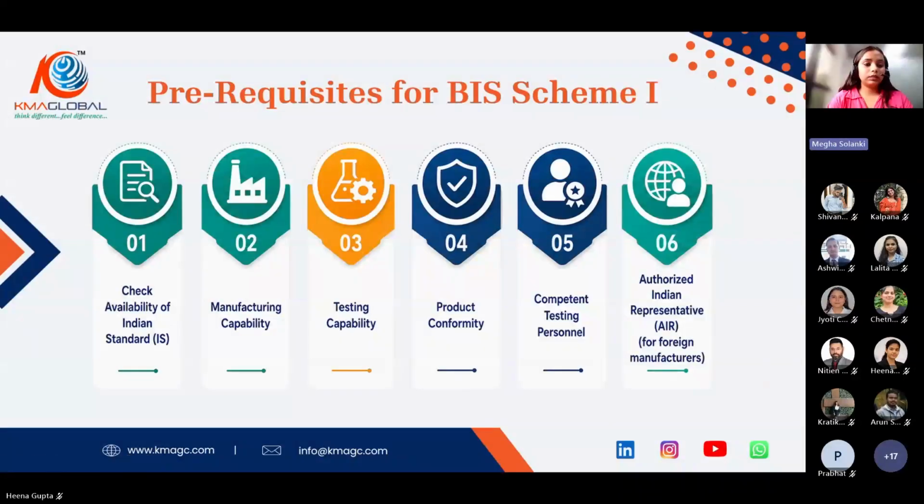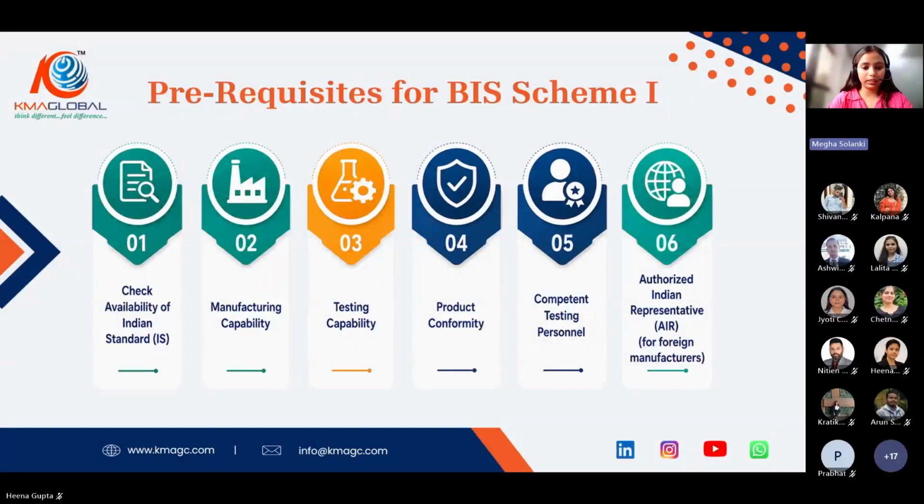So, first is prerequisites for BIS Scheme 1. Many manufacturers think that the process starts when they submit the application, but the certification journey starts much earlier. It actually starts from these prerequisites. So, the first is to check the availability of the Indian standard. The manufacturer first needs to check whether the Indian standard is available for their product or not, because BIS grants certificates against the available Indian standard.